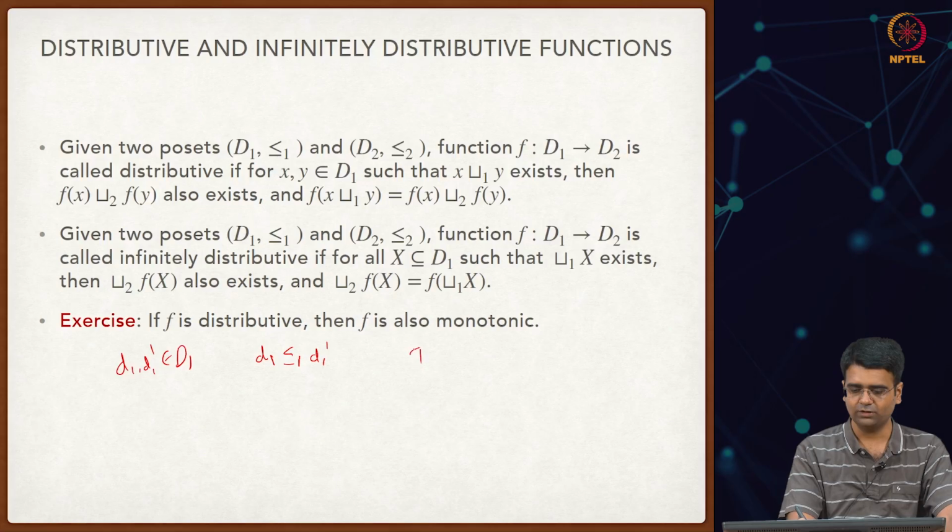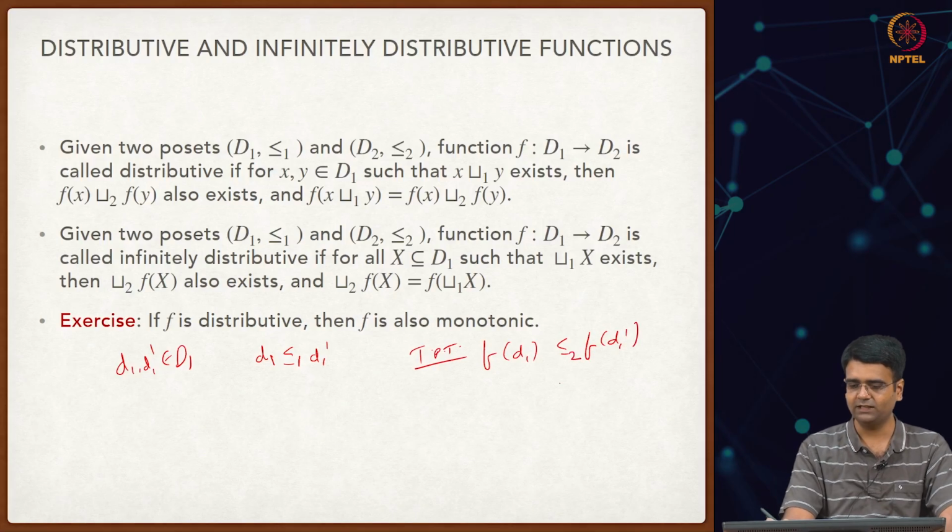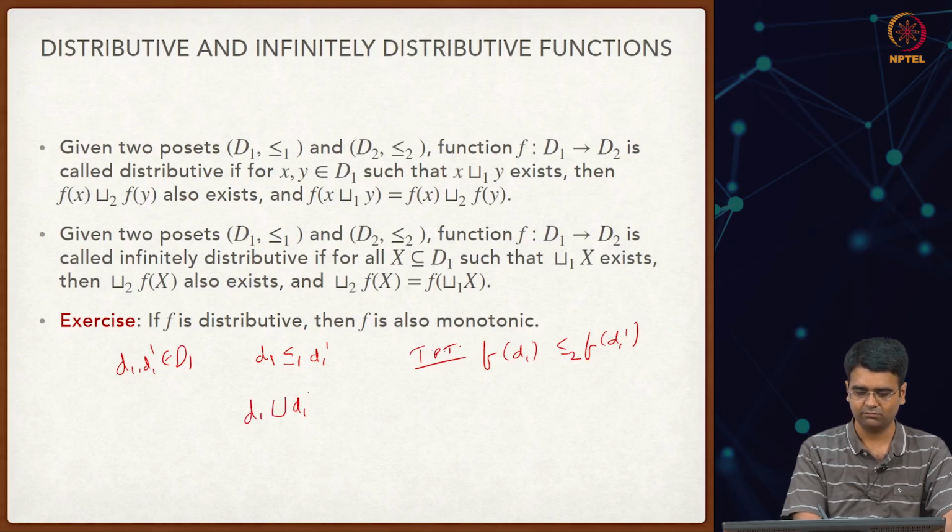Now we have to prove that f of d1 is going to be less than or equal to f of d1 prime, but this is in the lattice d2, so you take the less than or equal to 2 relation. This is what we need to show for f to be monotonic, but we know that f is distributive. So if d1 is less than or equal to d1 prime, what can you say about the join of d1 and d1 prime in the lattice d1?